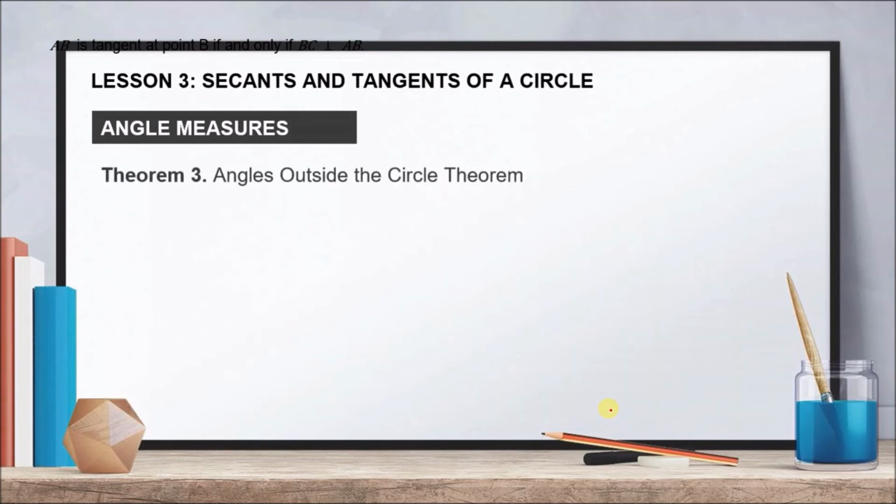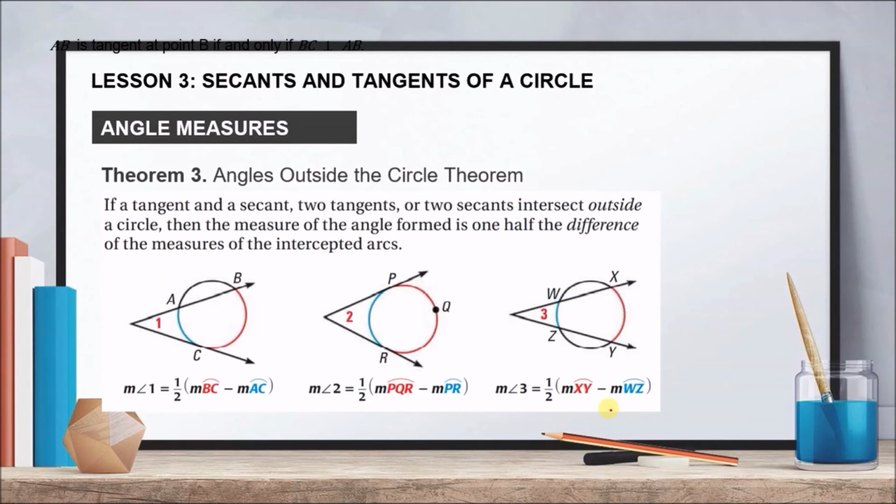More theorem tayo. At this point, what if our angles form outside of our circle? Pwedeng magkaroon tayo ng tatlong particular scenario dyan. If tangent and secants, or pwede ring maging 2 tangents, or pwede ring maging 2 secants na nag-intersect out of the circle, the angle formed outside of that circle, the measure of those will be equal to half the difference of the measures of our intercepted arcs.